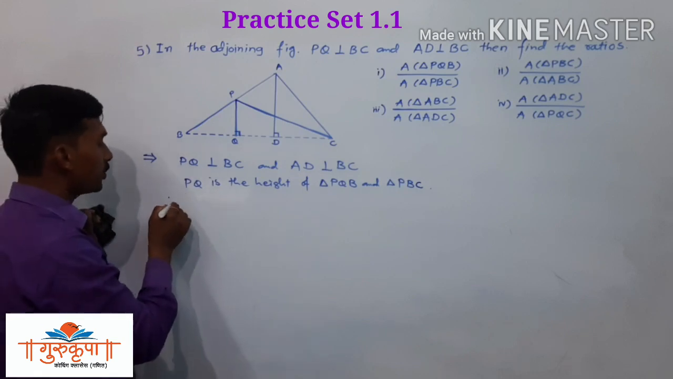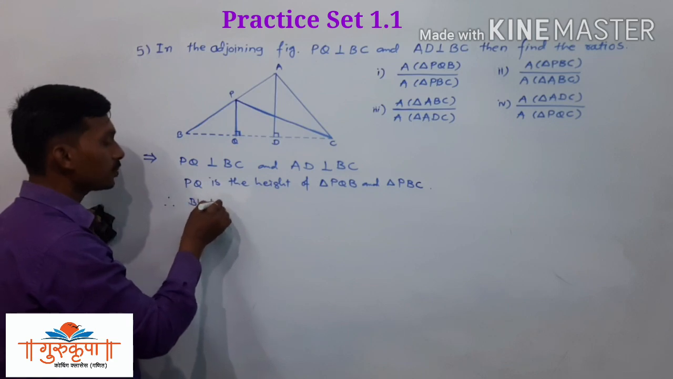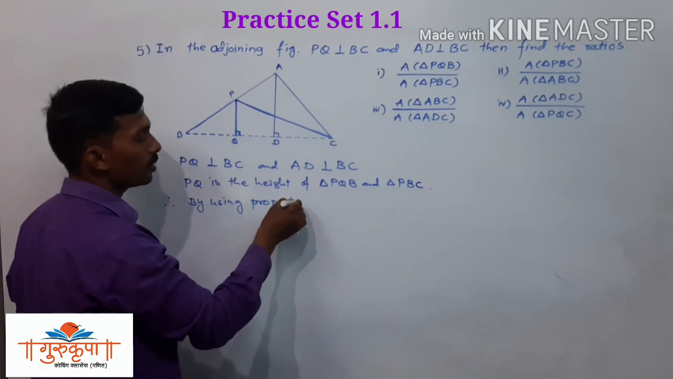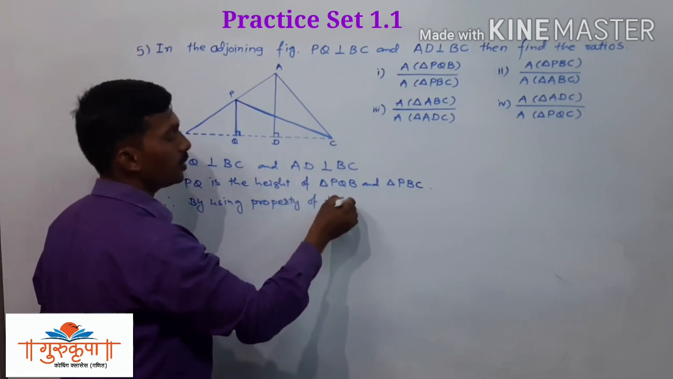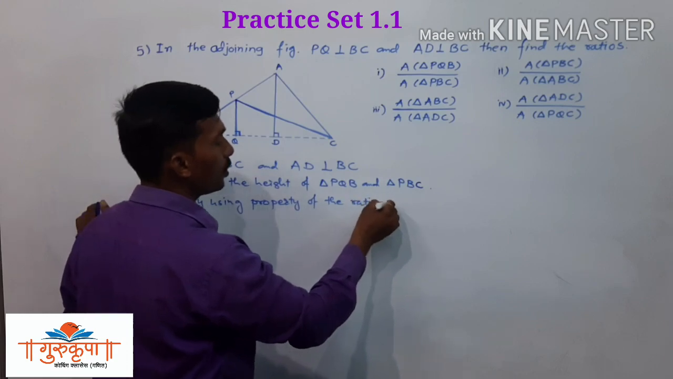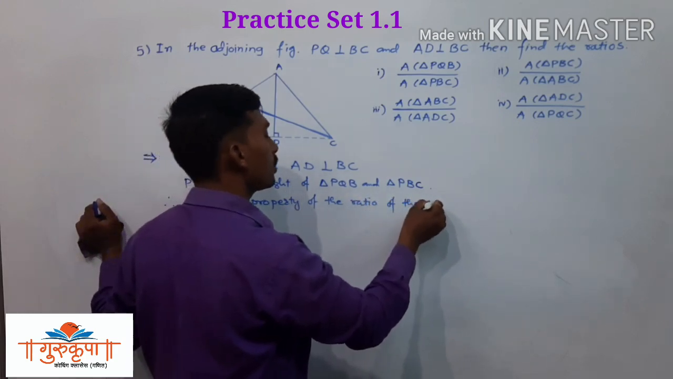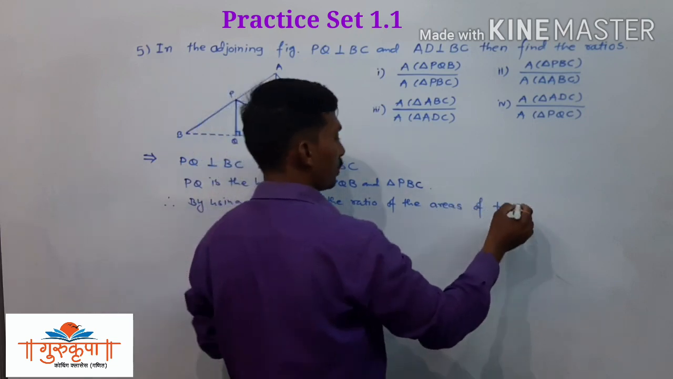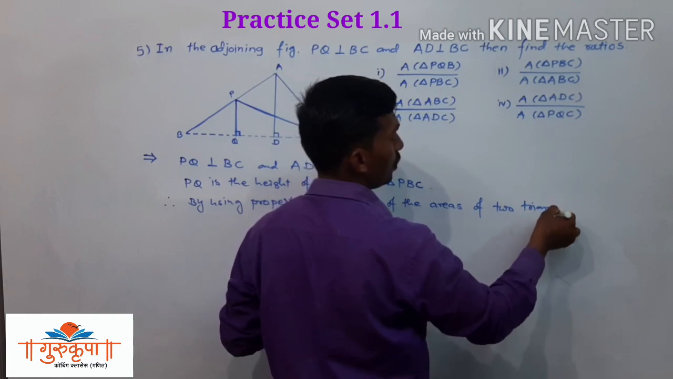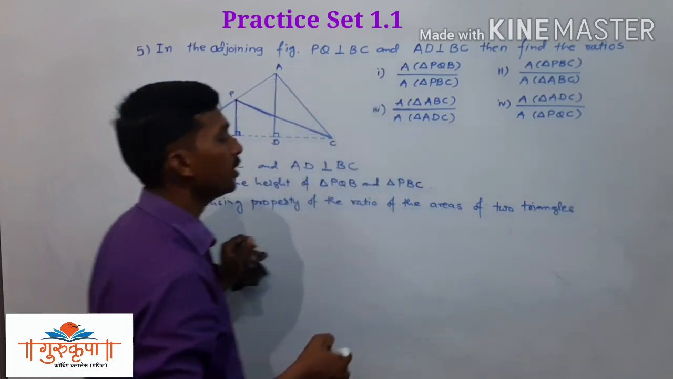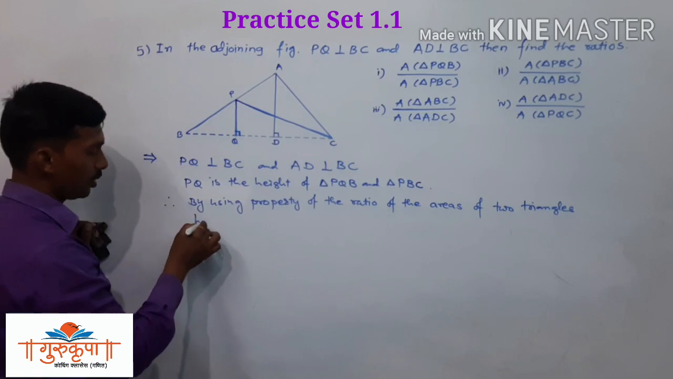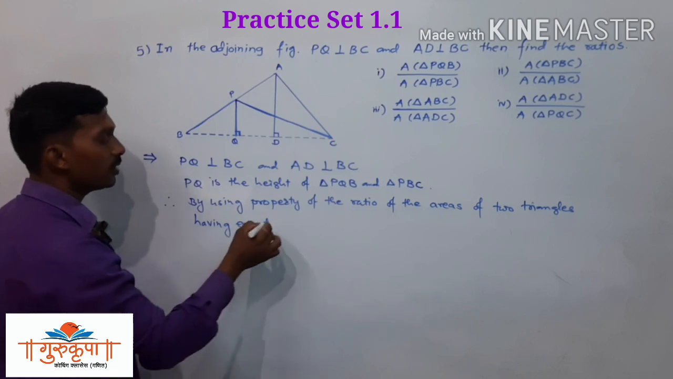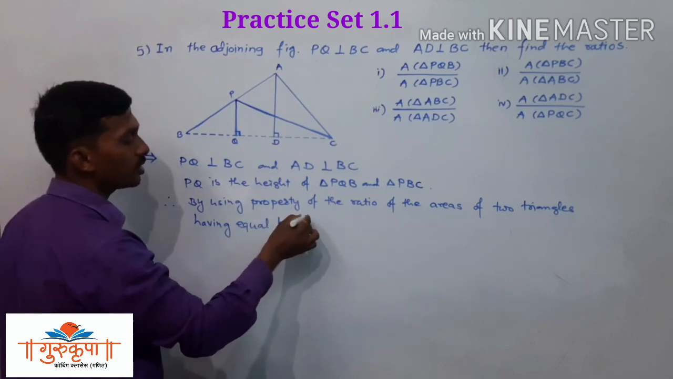So here we can write, therefore, by using property of the ratio of the areas of two triangles having equal heights.